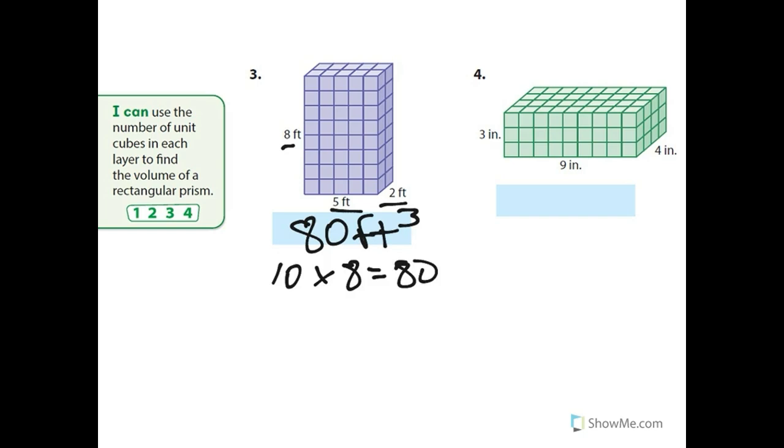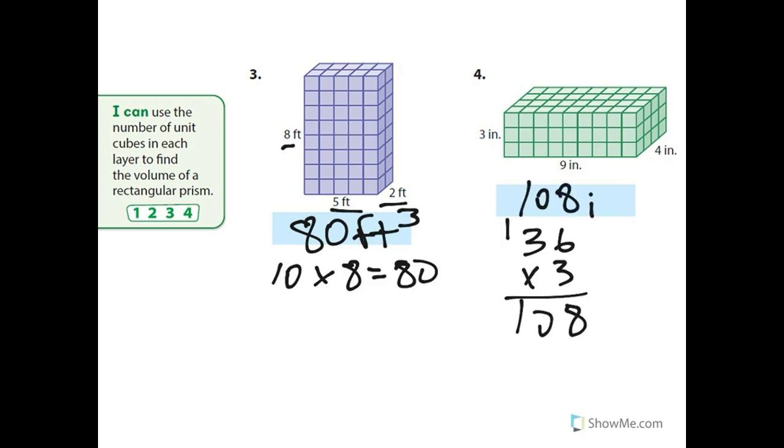4 times 9 is 36. 36 times 3, we get 108. 3 times 3 is 9, plus 1 is 10. 108 cubic inches. And our I can statement says I can use the number of unit cubes in each layer to find the volume of a rectangular prism.